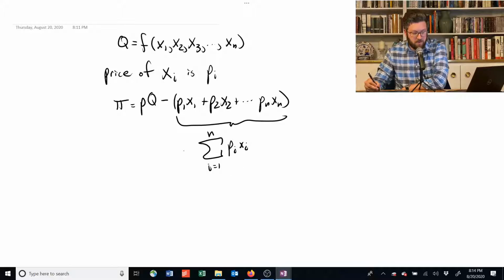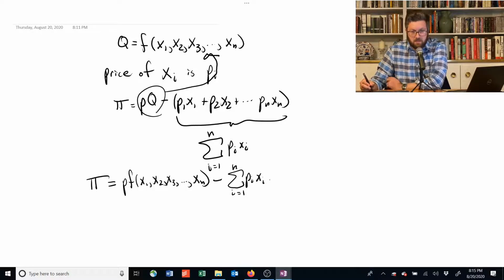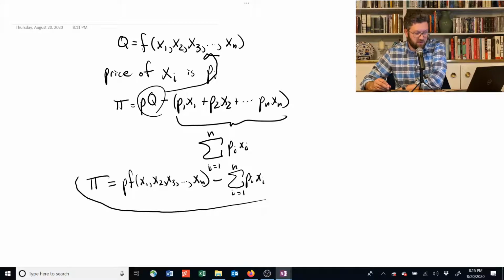So this symbol means the sum of terms, and each term you replace the i with a 1, 2, 3, all the way up to n. Okay? And the Q we're going to replace by this guy here. And so our profit function looks more like this. Price times f of x1, x2, x3, xn, minus the sum of spending on all inputs. Okay? So this is our new profit function, and it looks a little different, but it's still the same basic idea.